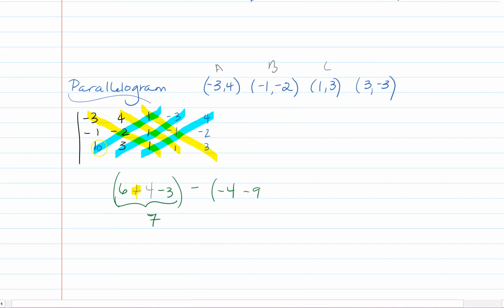Then I'm going to add 1 times -2 is -2. So -4 minus 9 is -13, -15. So 7 minus -15 is 22. Don't half it. That is the area. Isn't that cool? All right, so that's what we're going to be doing. Some of this practice. You guys take care.